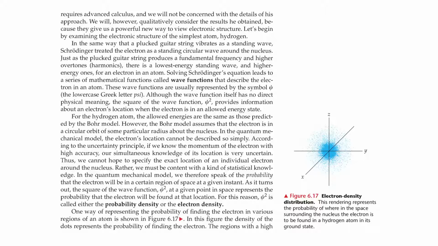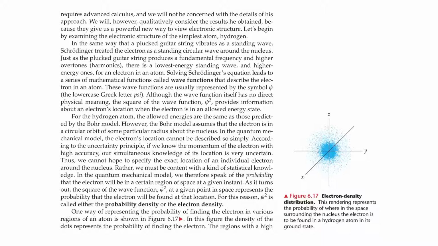In the quantum mechanical model, we therefore speak of the probability that the electron will be in a certain region of space at a given instant. As it turns out, the square of the wave function at a given point in space represents the probability that the electron will be found at that location. For this reason, psi squared is called the probability density or the electron density.